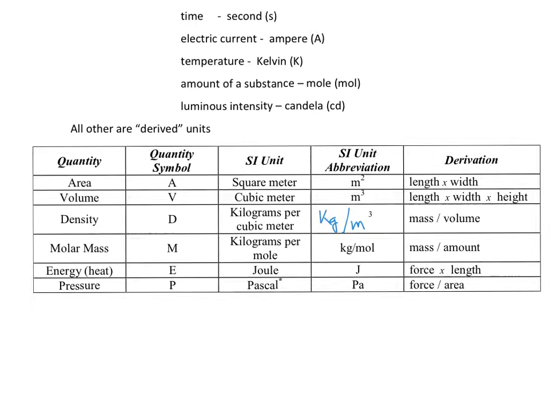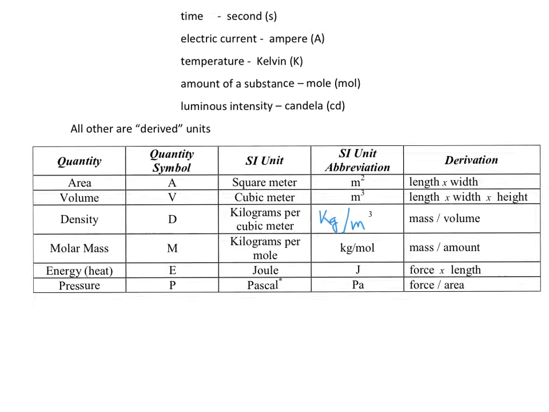Next is molar mass. That's something that we're going to talk about later when we learn about what a mole is. But it's mass divided by amount, so kilogram divided by moles. Energy, the unit for it is a joule, which is derived from these. So energy is measured in joules. Now, capital J is an abbreviation for a kilogram meter squared per second squared. That's what a joule is.